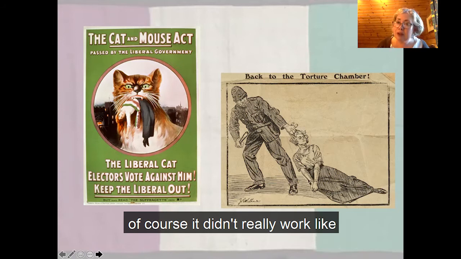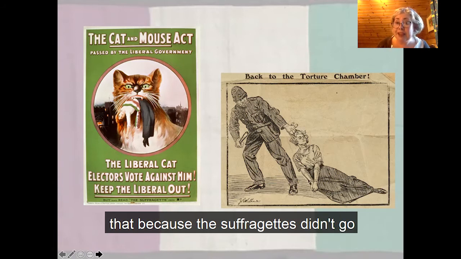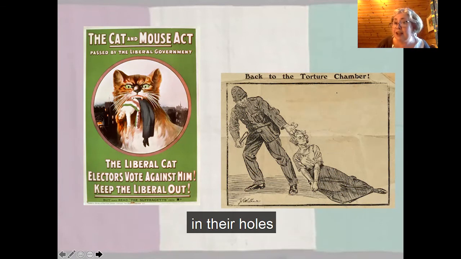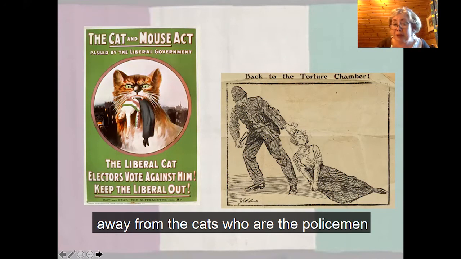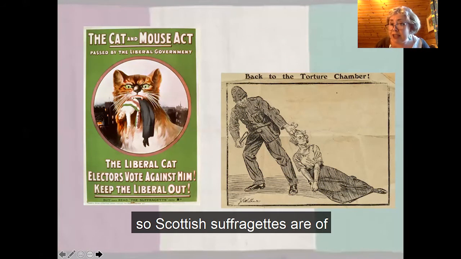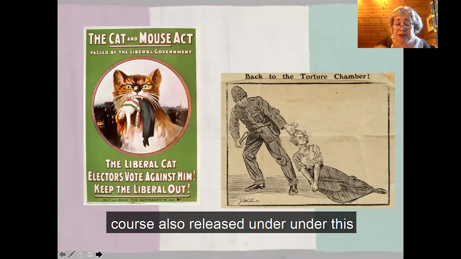Of course, it didn't really work like that because the suffragettes didn't go home. They went undercover. And that's why it's called the Cat and Mouse Act. And the suffragettes are the mice hiding in their holes away from the cats, who are the policemen trying to hunt them down to take them back to prison. So Scottish suffragettes are, of course, also released under this act.